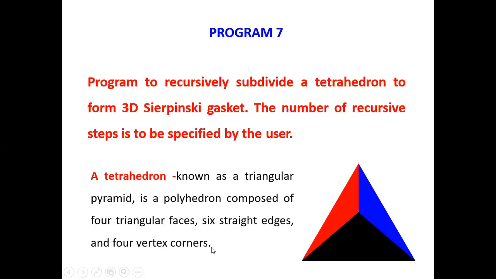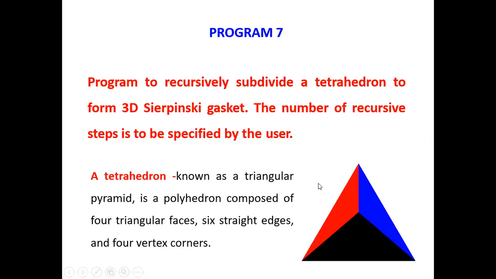So you have 4 vertices and 4 triangular faces, and how many edges do we have? Start counting the edges. This is the first edge, the second edge, the third edge, fourth edge, fifth edge, and sixth edge. So a tetrahedron consists of 6 edges, 4 vertices, and 4 triangular faces. It is also called a triangular pyramid.